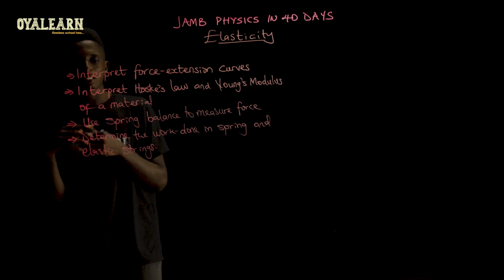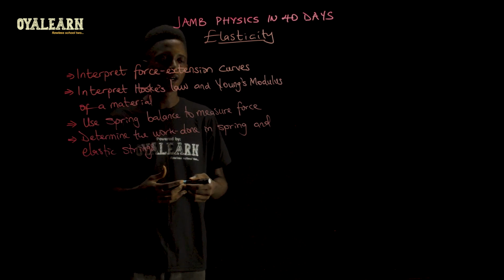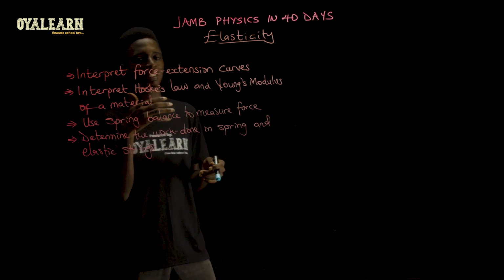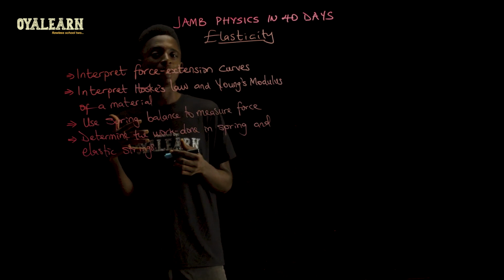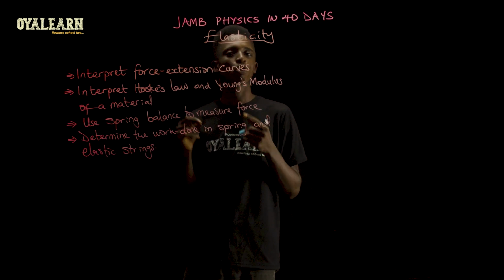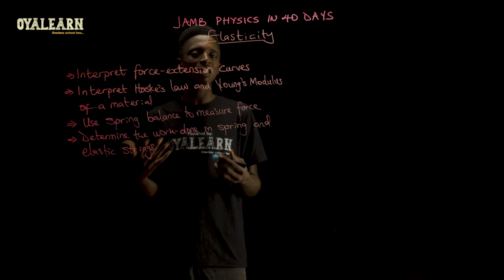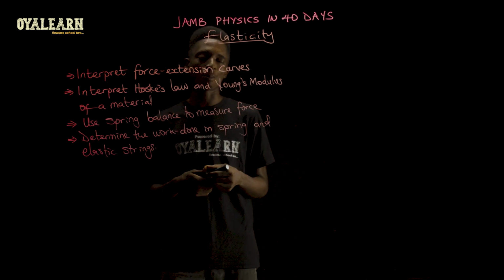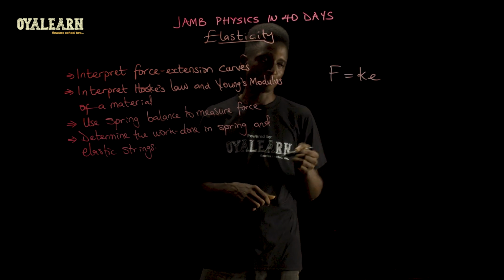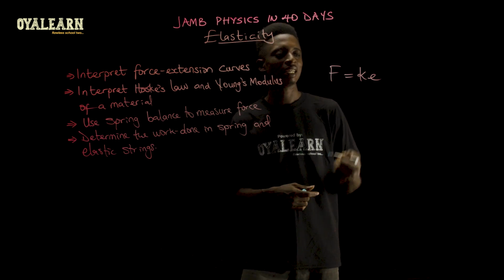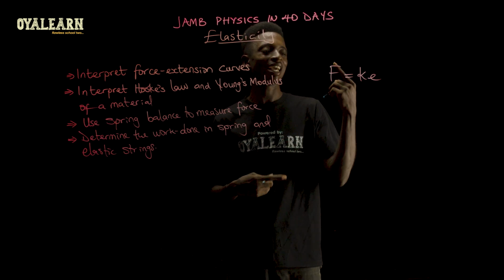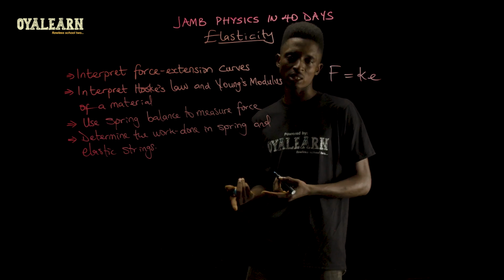Now, secondly, they expect that I should be able to interpret Hooke's law and the Young's modulus of a material. Now, Hooke's law states that the force applied is directly proportional to the extension observed, provided that the elastic limit is not exceeded. So you should be able to state the law and also give the mathematical representation, which is F equals KE, where F is the force applied, E is the extension in the direction of the force, and K here is known as the elastic constant.